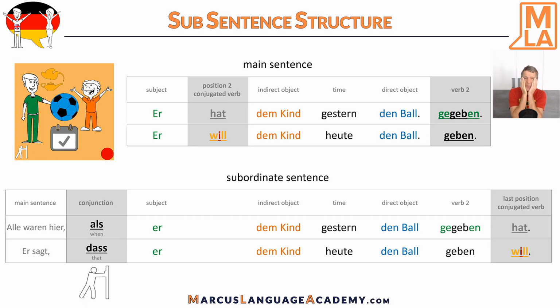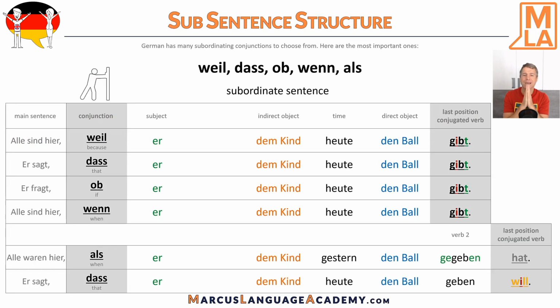Wow. The German word order is sometimes quite strange and special. Okay, so don't forget that German has many subordinate conjunctions that push the verb all the way to the end. The most important ones are weil, dass, ob, wenn, als.